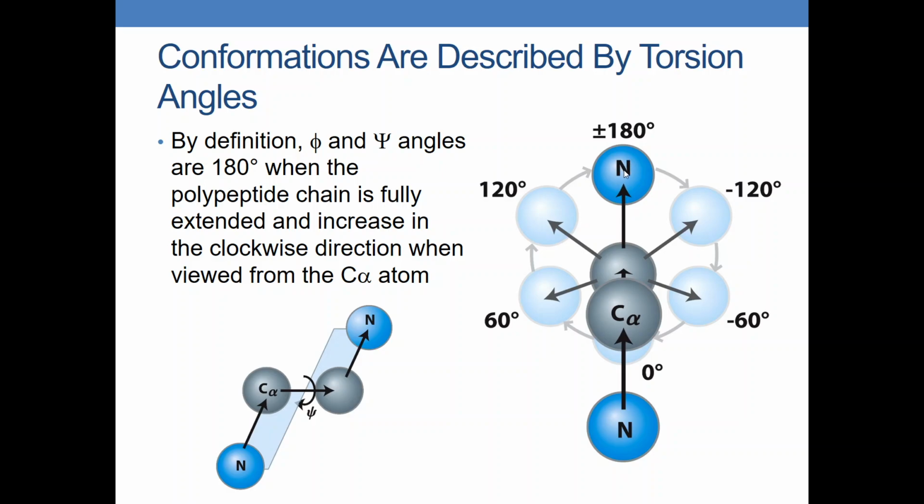And then as I continue in the clockwise direction, I'm still changing in 60 degree increments, but now I have a negative sign. So I'm at minus 120 here, minus 60, back to 0.